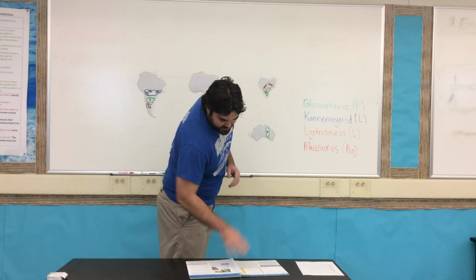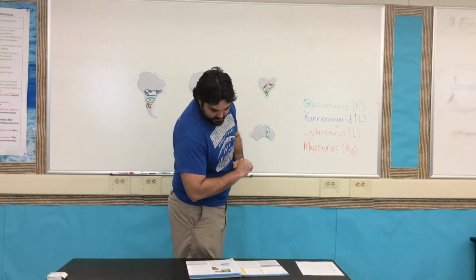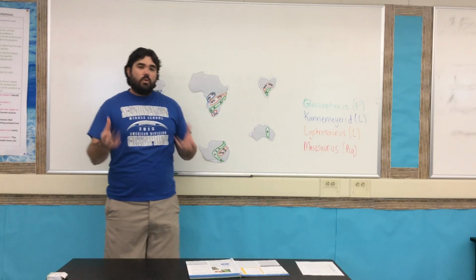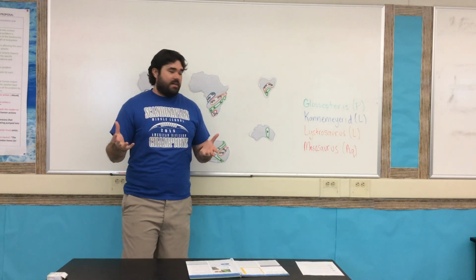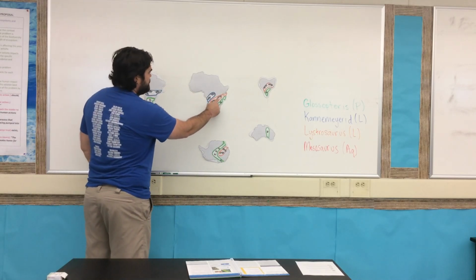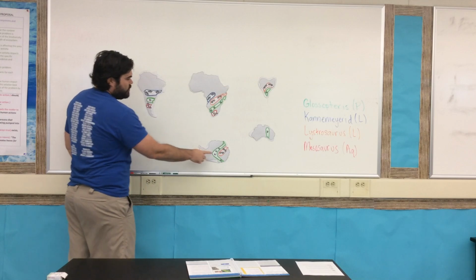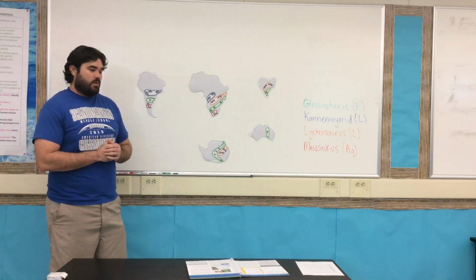Now question 7 says, how do the fossils of Cynognathus, Lystrosaurus, and Mesosaurus support the existence of Gondwana? Gondwana is this giant supercontinent that used to be together. So how would these land animals support that at one time these were all connected? Think about your answer and make sure you write it down.